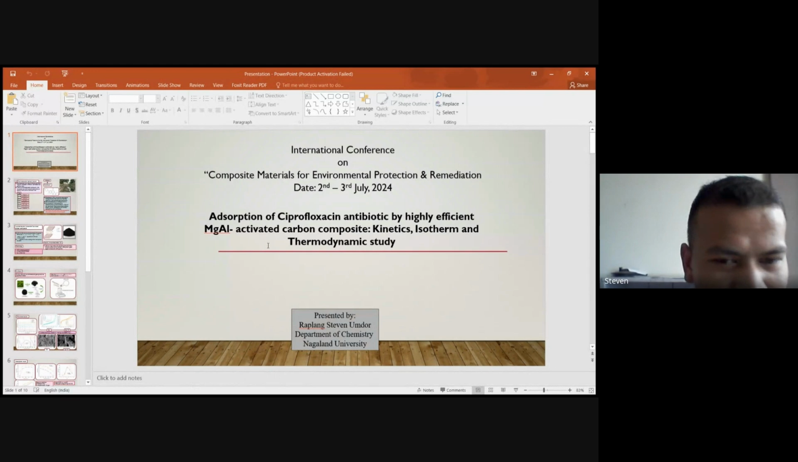I'm going to present a work on the adsorption of ciprofloxacin antibiotic by magnesium aluminum activated carbon composite. We will also discuss the kinetic, isotherm, and thermodynamic study.